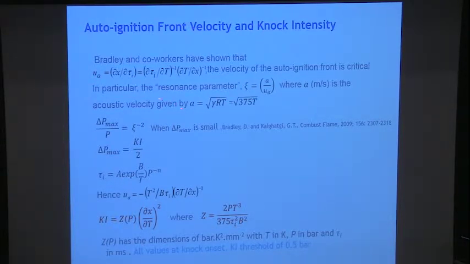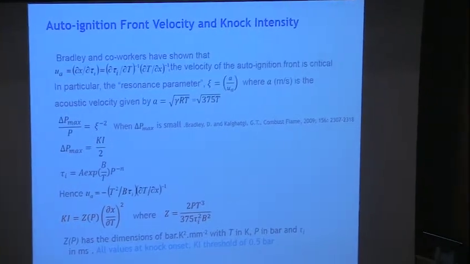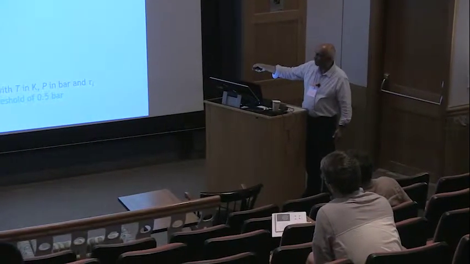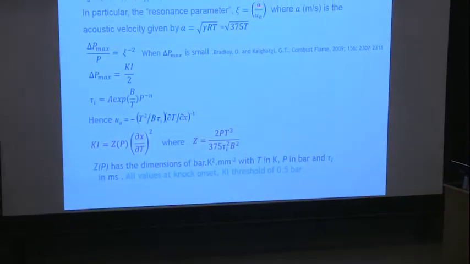The acoustic velocity is given by the square root of gamma RT. In a paper that Derek and I did, we showed that you can approximate delta Pmax, the maximum pressure amplitude of the knock signal or the pressure fluctuation signal, divided by P, by 1 over psi squared.